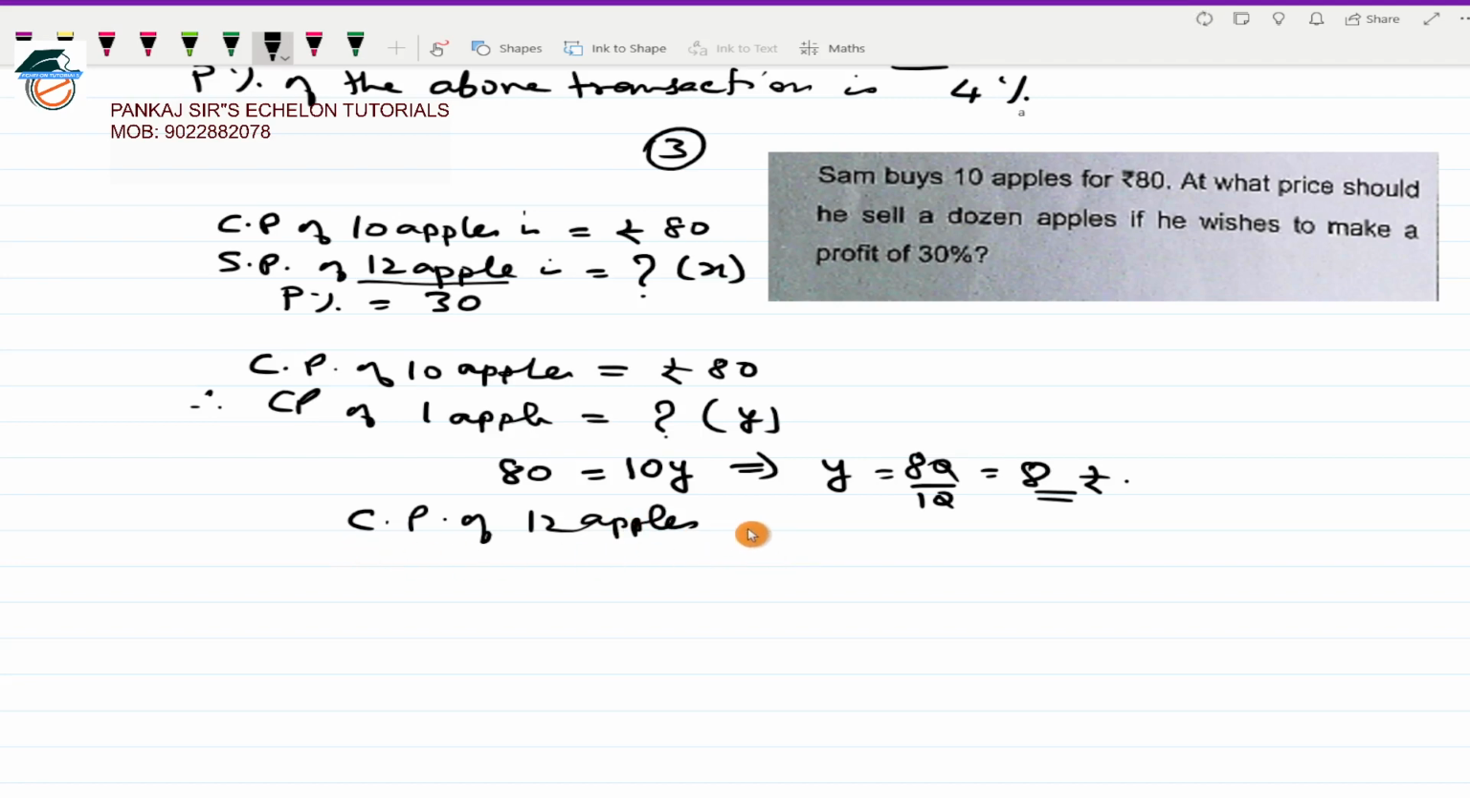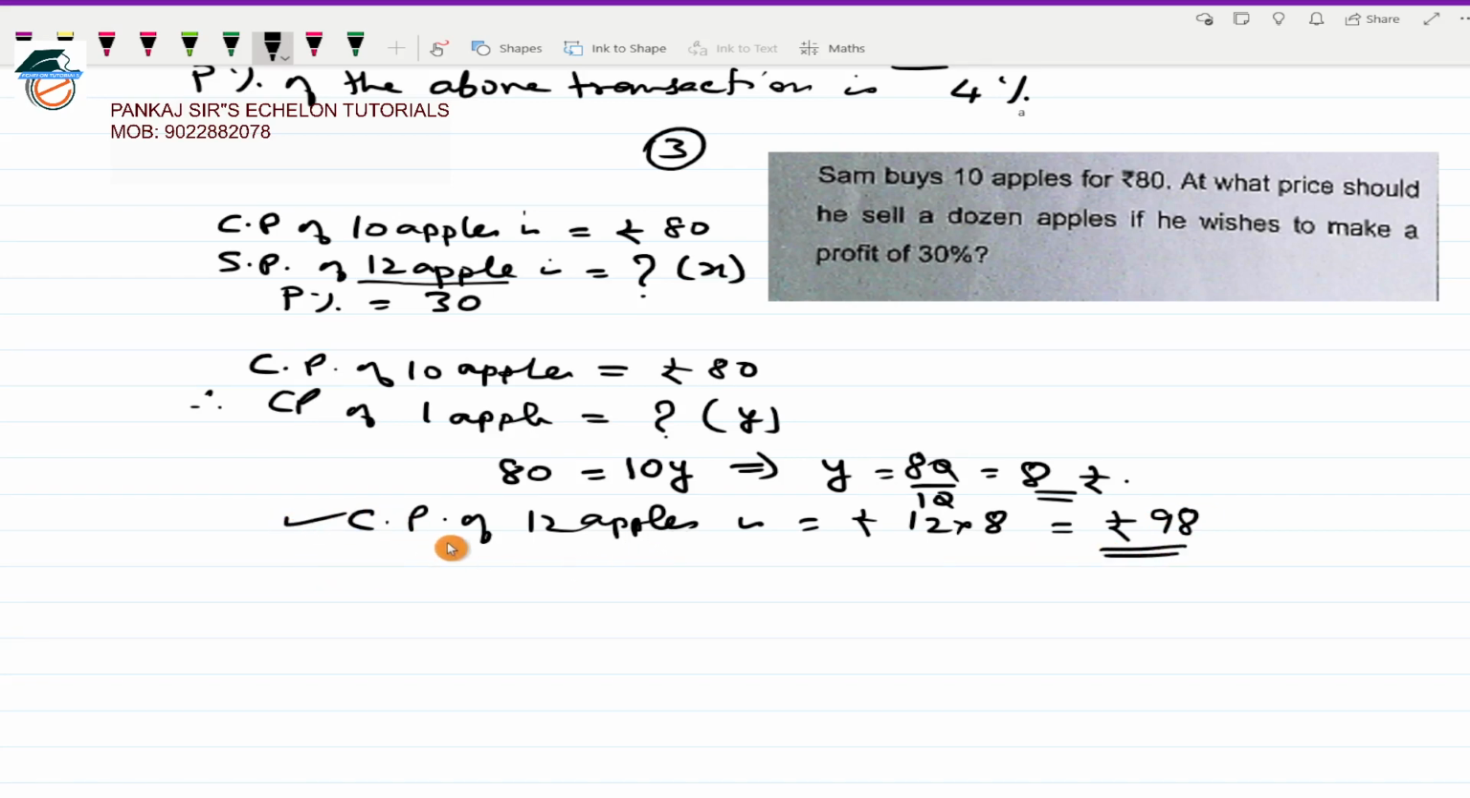So the cost price of 12 apples is equal to rupees. Now see, one apple is costing 8 rupees. So 12 apples will cost how many rupees? It's very clear. It will be 12 times 8, which is equal to rupees 96. So now you have the cost price of 12 apples.